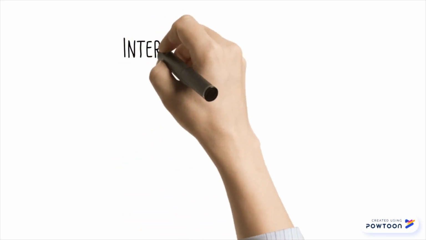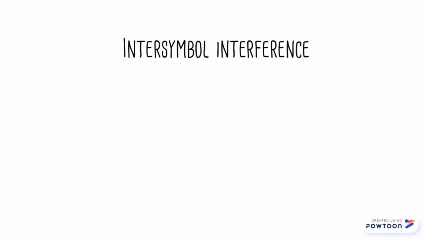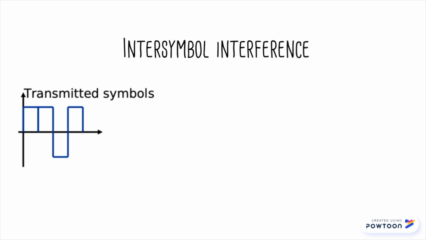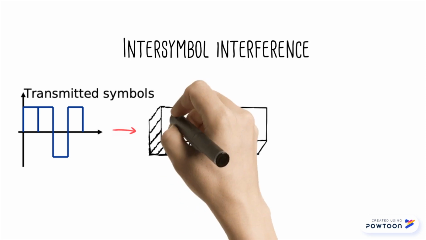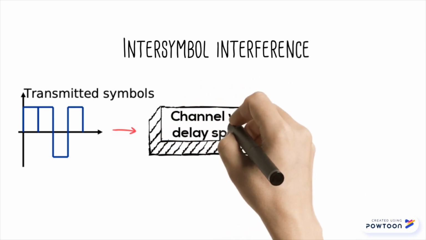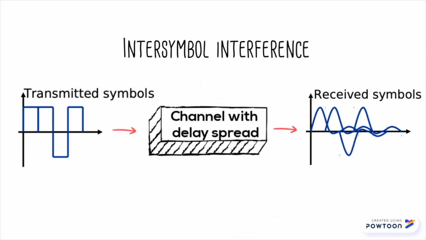In the previous example, we saw a phenomenon called ISI, which is short for intersymbol interference. ISI is a form of distortion of a signal in which one symbol interferes with subsequent symbols. This is an unwanted phenomenon, as the previous symbols have a similar effect as noise.